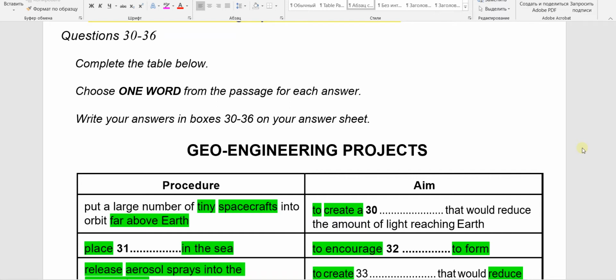Here, we need to complete the table and we are required to select just one word. Look at this. So we are not able to write more than one word. So let's go to our first heading, geoengineering projects. As I have already explained before, here is our hint and direction to the text.